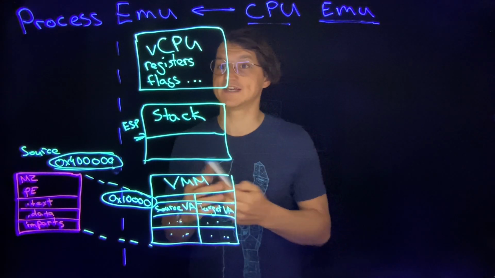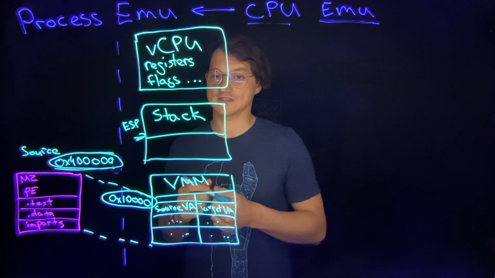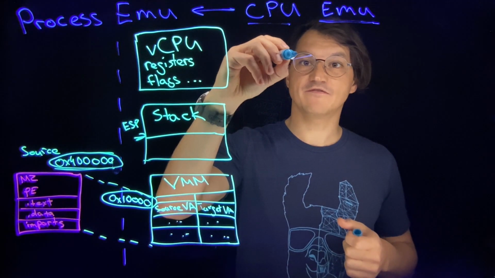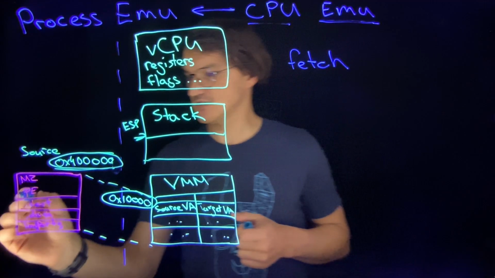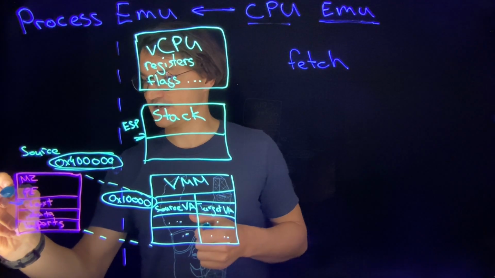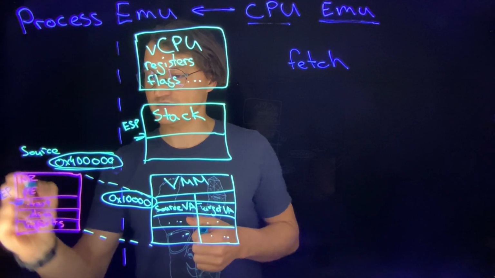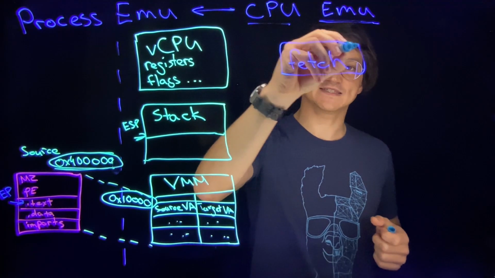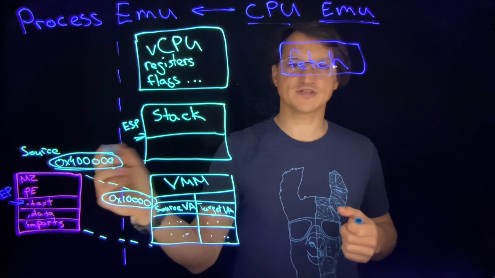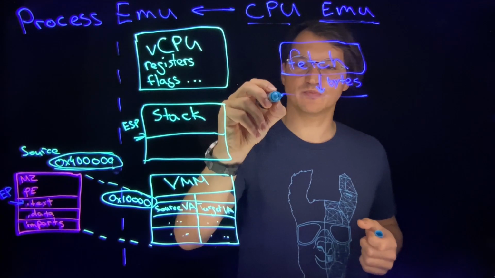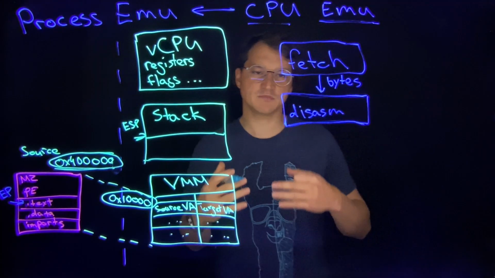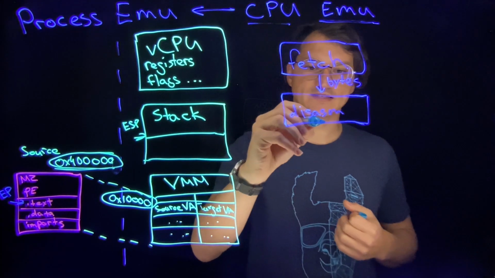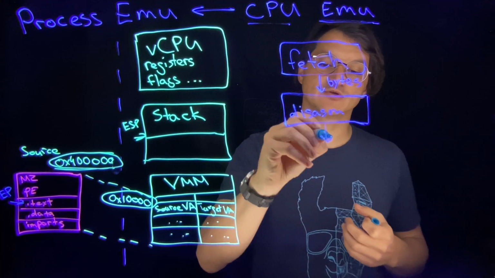But how does the emulation process actually work? It always starts from fetching, and what it does, it looks up an entry point somewhere here. It parses the header, and it says, okay, where's the entry point? And it starts to fetch bytes out of it. So it reads a certain number of bytes, and it pushes those bytes into a disassembler. The disassembler would interpret these bytes, understand them, and convert them into an instruction.